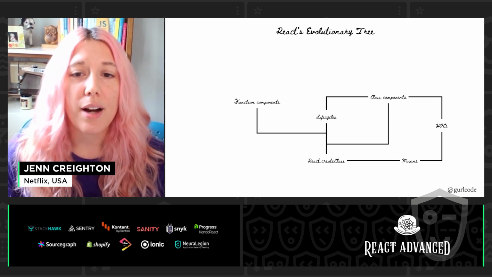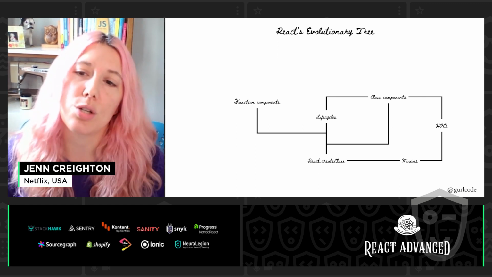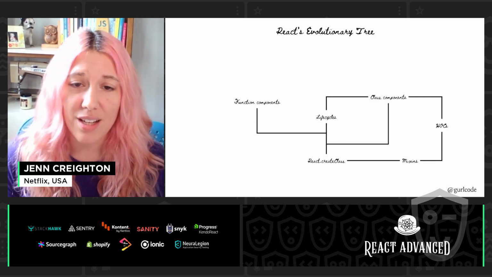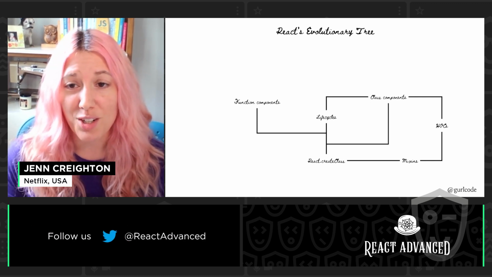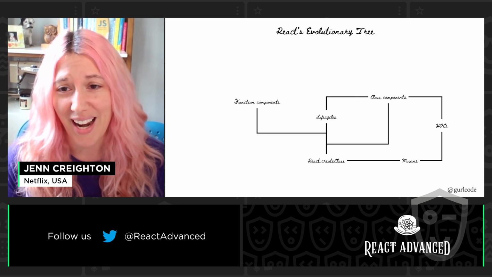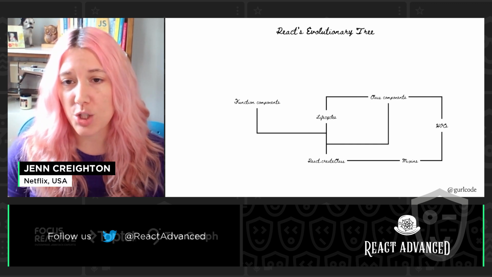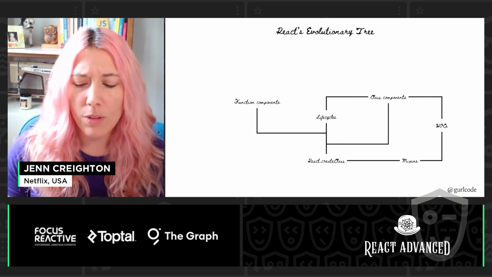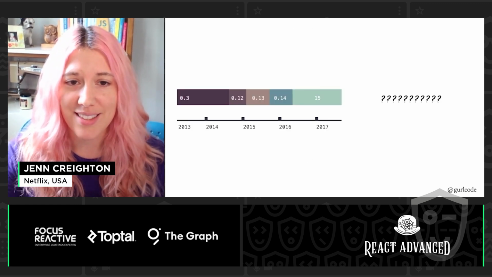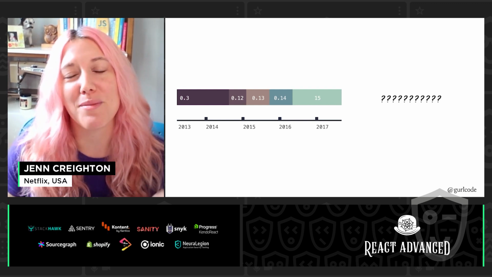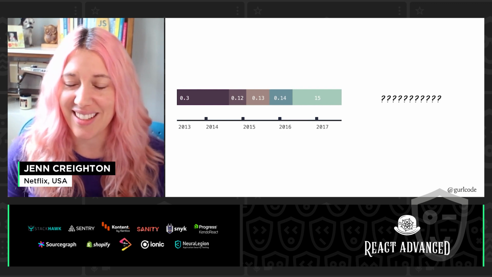Now we can add higher order components as the next generation of code reuse in React. I know it doesn't feel like it, but with that addition, we're actually really close to modern React. Closer than you might think. This tree actually doesn't change for a long time. React's next major release is version 15. Yeah, I know. We went from .14 to 15.